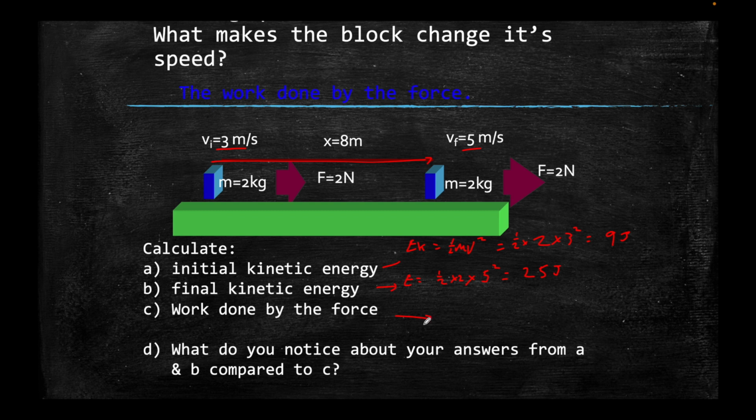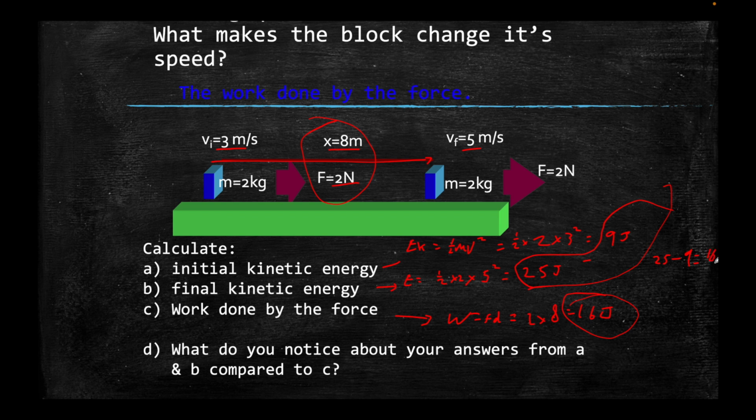Let's find the work done. Maybe we'll see some sort of pattern here. Work done, W equals Fd. So Fd, do we have it? Yes, we have a force of 2 and we have a distance of 8. So this is going to be my work. 2 times 8 is 16. Now, why am I doing all these calculations so soon? Well, let's find out. What did you notice between these two numbers and this number? That's 16, that's 25, that's 9. 25 minus 9 is 16. How cool is that? 25 minus 9 equals 16.